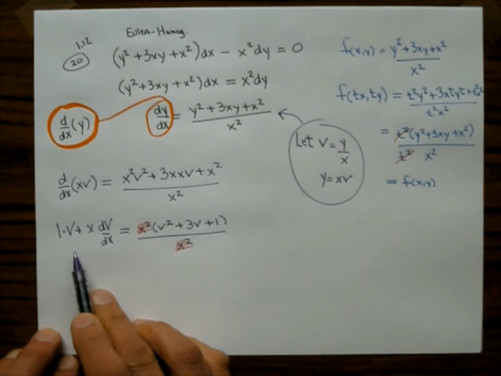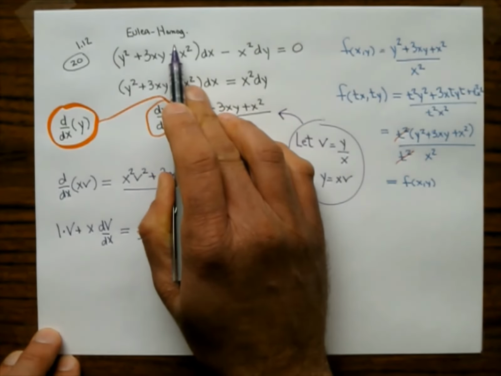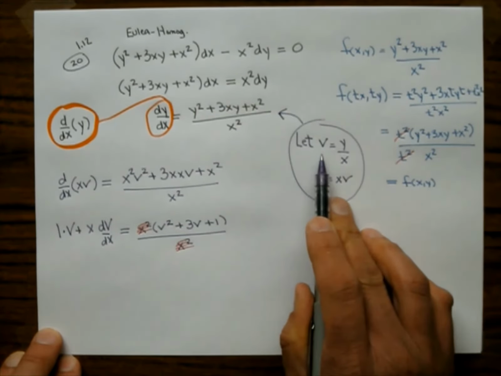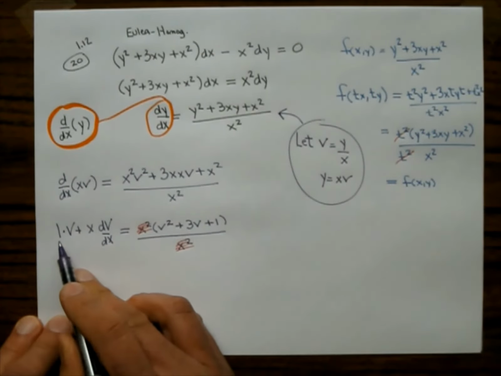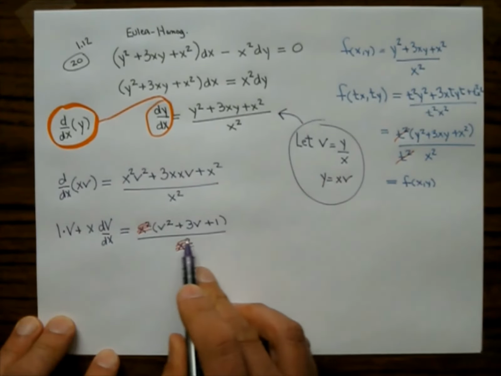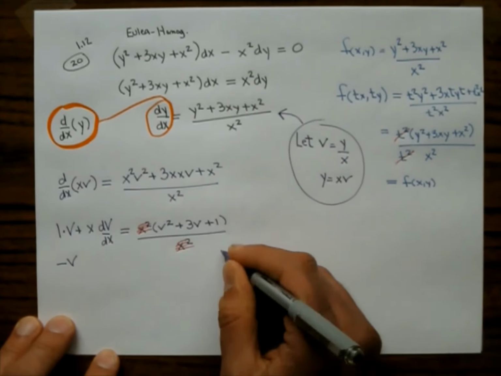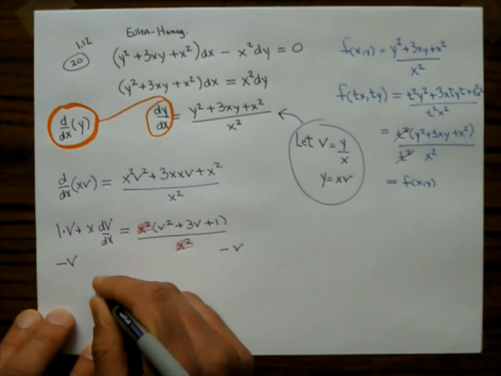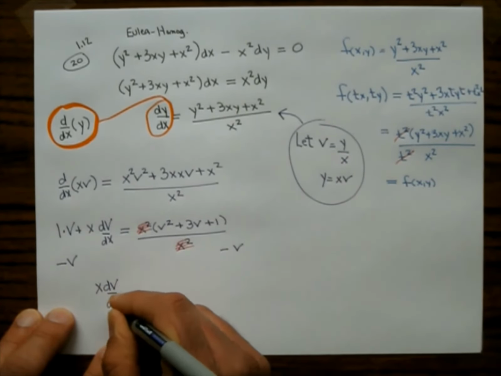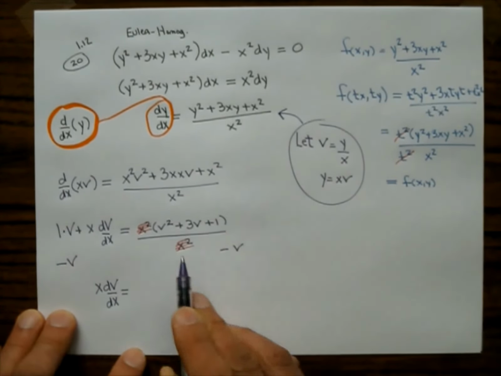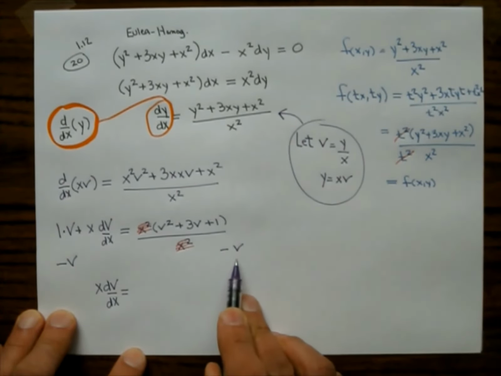Now what happens on the left-hand side is always going to happen when you solve Euler-homogeneous differential equations and you let v equal y over x. So I have a v there, and then I have this expression which is not a fraction anymore, so I'm going to subtract v on both sides. So I have x times dv dx equals v squared plus 3v plus 1 minus v.